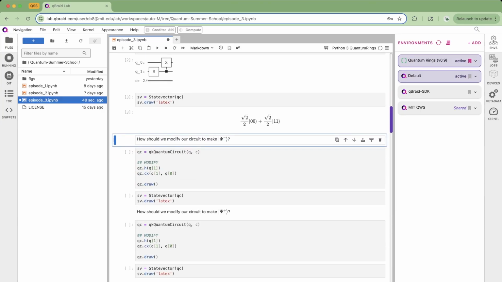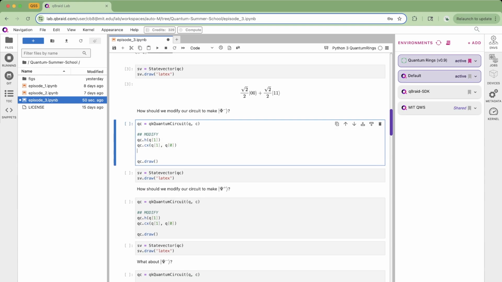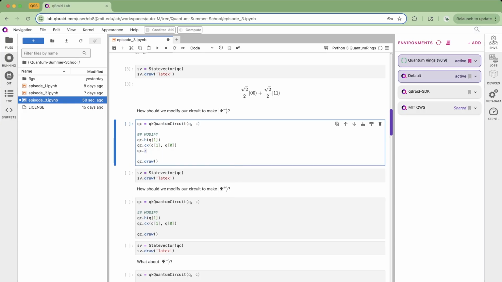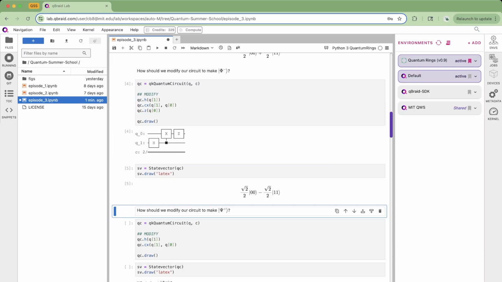So how should we modify our circuit to make phi minus? Well, we need a phase on the second ket here. So we should use our phase flip gate, which is a Z gate. So let's apply a Z gate on qubit 0. And then when we output the state vector, now we have the state we want, 0, 0, minus 1, 1.